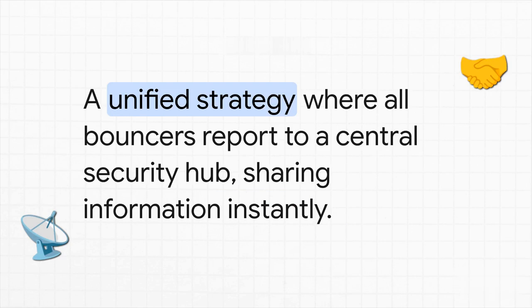So the answer is to have a unified central strategy. All of your individual bouncers at every single cloud entrance, they all need to be sharing information and reporting back to one central command center. That way, when a bot gets flagged and blocked at one door, that info is shared instantly, and that bot is blocked everywhere. It creates this consistent, impenetrable shield around the entire application, no matter where its pieces live.